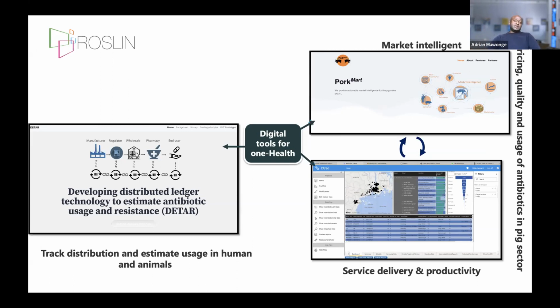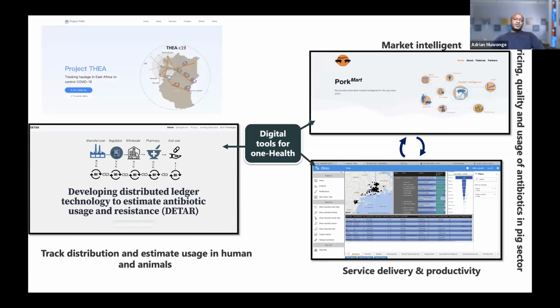The other tool that I am really working on, which is in silico, in the virtual world, is using the technology that underpins cryptocurrencies, which is distributed ledger technology, to understand how antibiotics are distributed, and from that estimate how antibiotics are used in the human and animal sector. So these are the tools that I am working with so far.